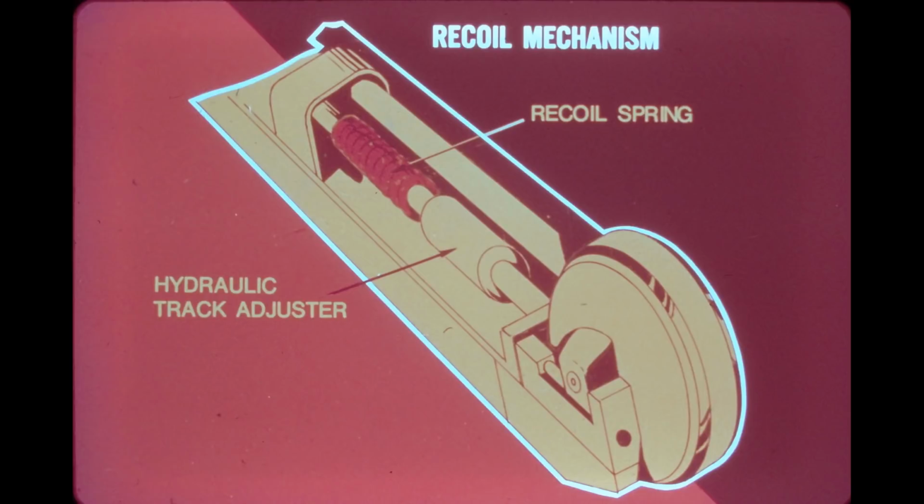Housed within the track frame is the front idler recoil mechanism, which serves as a shock-absorbing device for loads imposed at the front of the undercarriage. With the exception of the 25B and C, all International crawler dozers and loaders use a large coil spring for the recoil function. Notice also that between the spring and front idler is the hydraulic track adjuster that keeps proper tension on the track chain. More about this in a moment.